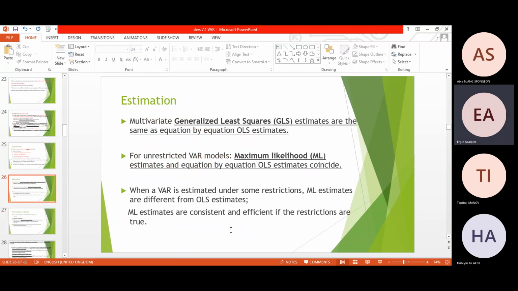Estimation. Multivariate generalized least squares estimates are the same as equation-by-equation OLS estimates, ordinary least squares methods. For an unrestricted VAR model, maximum likelihood estimates and equation-by-equation OLS estimates coincide. When a VAR is estimated under some restrictions, maximum likelihood estimates are different from OLS estimates. Maximum likelihood estimates are consistent and efficient if the restrictions are true.